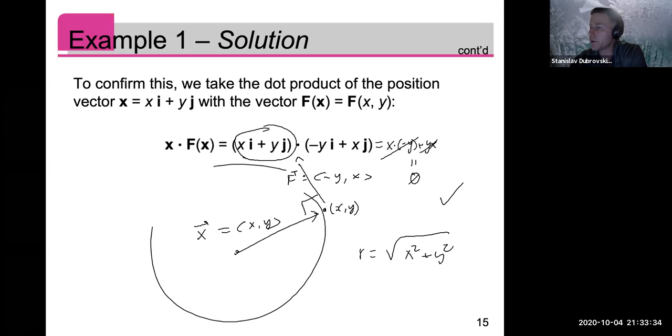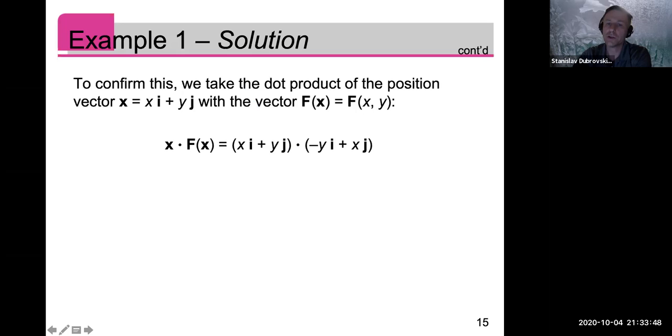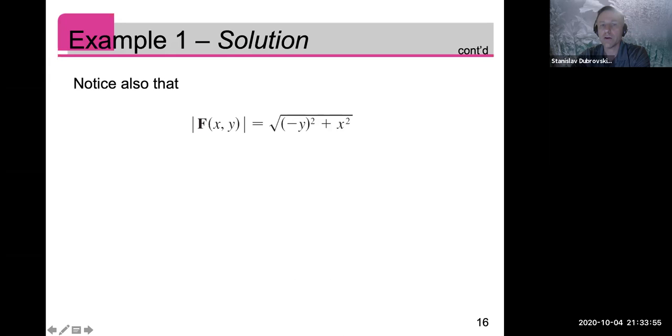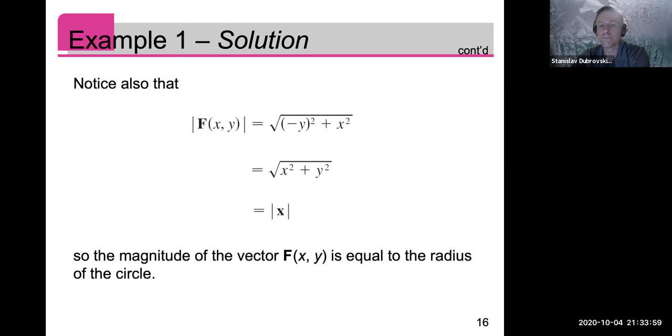In other words, the f vector is always going to point along the tangent line to the circle. So that would be a vector tangent to the circle determined by the position point. Good. Okay, so we understand this vector field now. The magnitude, by the way, will be exactly equal to the radius of the circle. Look at the calculation here.